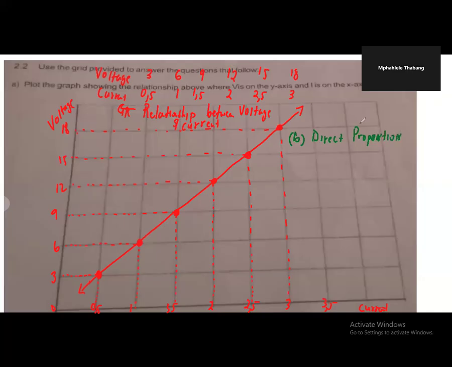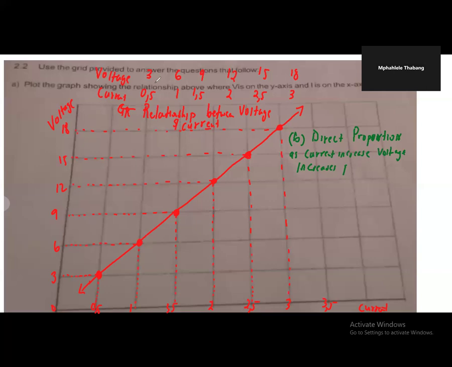Why? They said I must give a reason. I'm going to say as current increases, voltage increases. Yes, as current increases, voltage increases. So this is a direct proportion whereby as the current increases, the voltage increases.